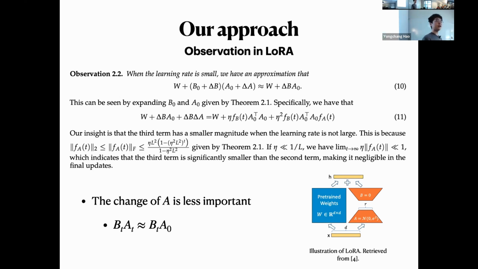If the change of A is not that important, why don't we just drop it? Why don't we just use the change of B and the original A to represent the final fine-tuned LoRA module? Is that a viable path?